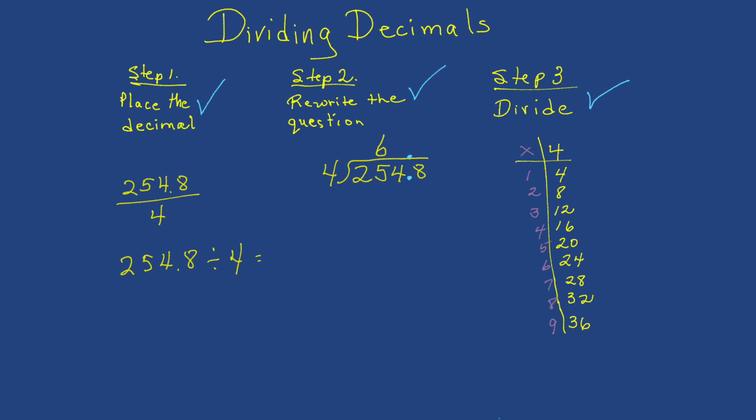So now that you've done that, you're going to go 6 times 4, and yes, it is 24. Subtract, 1. Now we're ready to bring down the 4, put it there, and then we go 14 divided by 4. We can see here there are 3 4s in 12, and that's pretty close. So therefore, we can put 3 up here, and 3 times 4 is 12. So 12 goes there, subtract, we have 2.